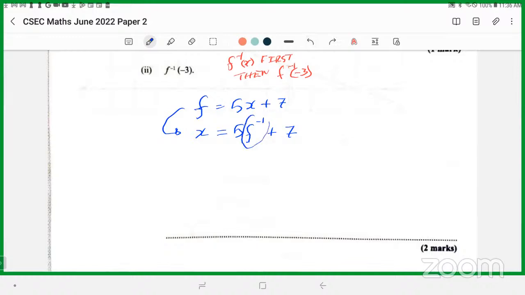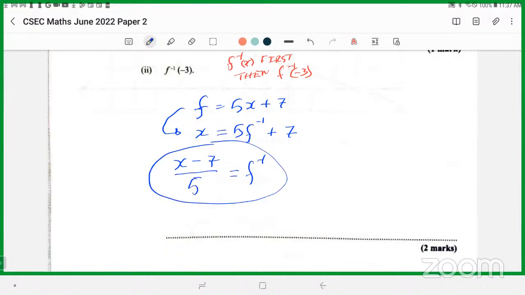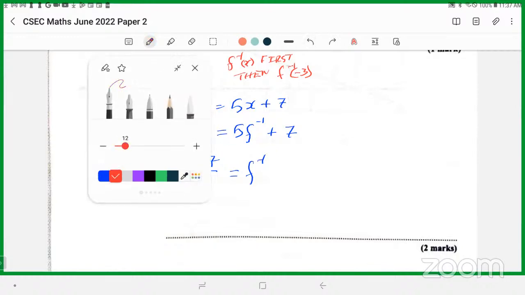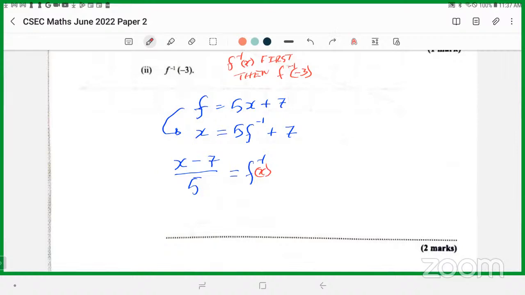We just need to make this the subject now. Easy. We're going to move this 7 over here first and subtract it, and then we're going to divide by the 5 afterwards. So we'll have to move the 7 first and then divide by the 5. So we're going to get f to the minus 1 equals, move over the 7 first, it becomes x minus 7. And then to move this 5, we divide it under, divided by the 5. So this is f to the minus 1 of x now. Okay, I'm putting back the x now. So f to the minus 1 of x is that.